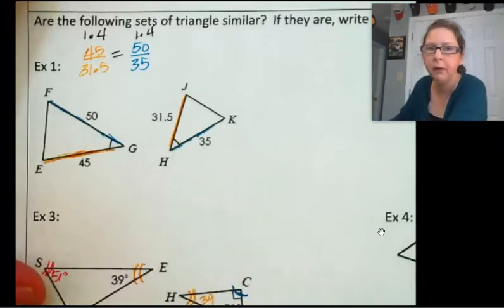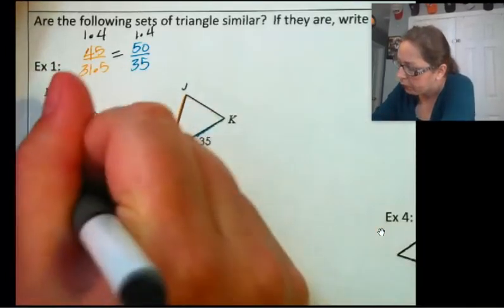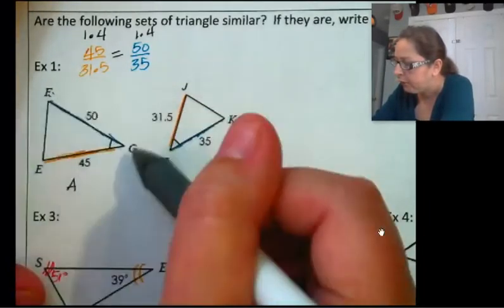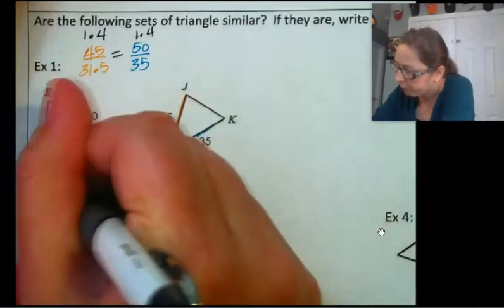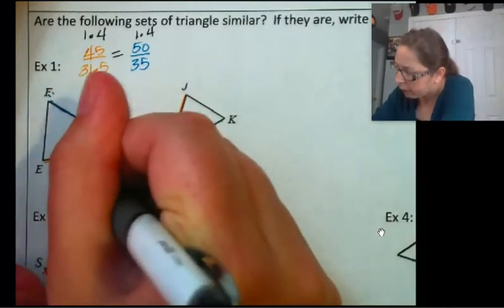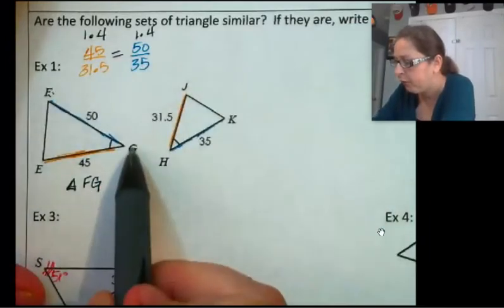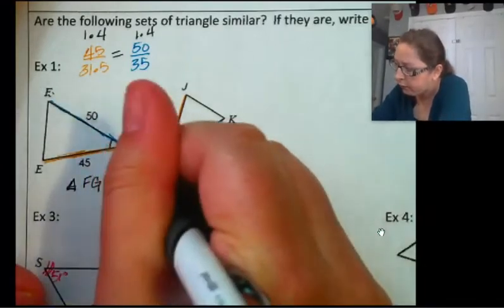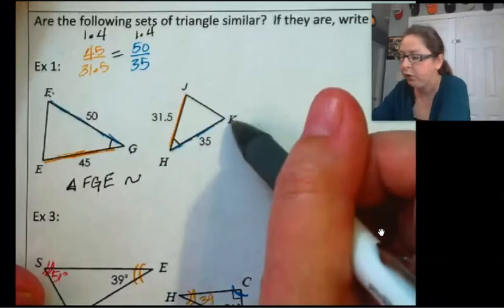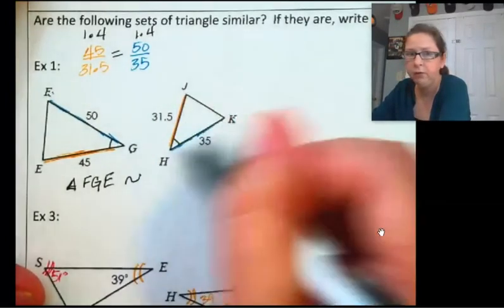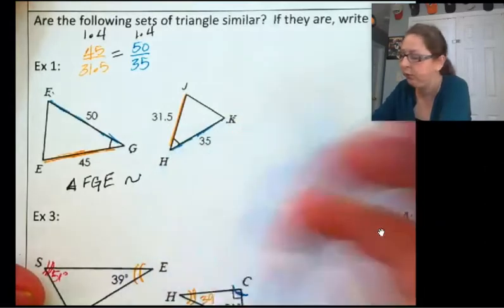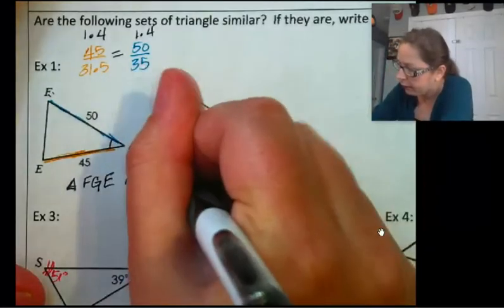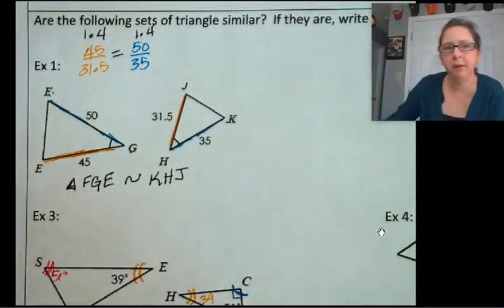So let's write our similarity statement, okay? So triangle, let's do the blue side first. F to G, that's the blue side, and then the orange side is G to E. So I did blue to orange is similar. So now I need to start with blue to orange the same way. So K to H is blue, and then H to J is orange. And that's my similarity statement.